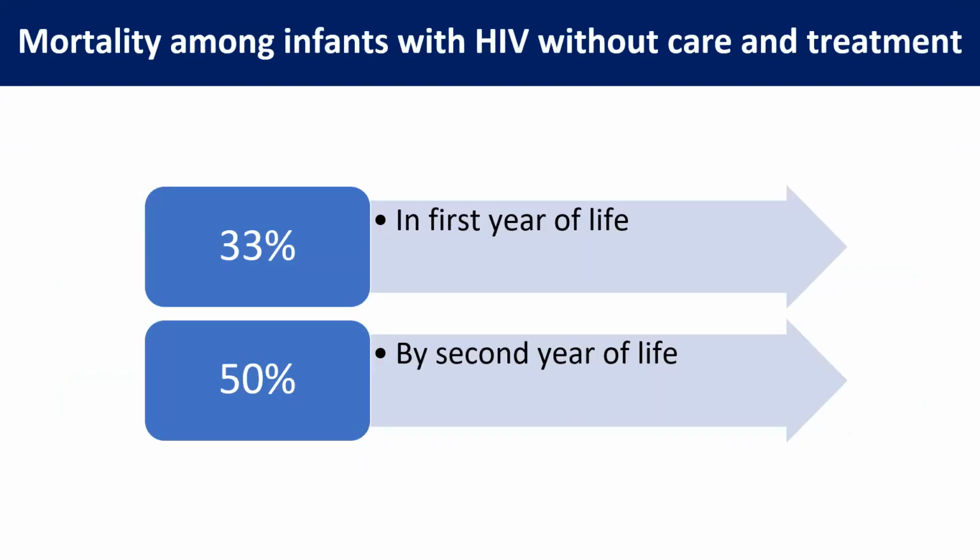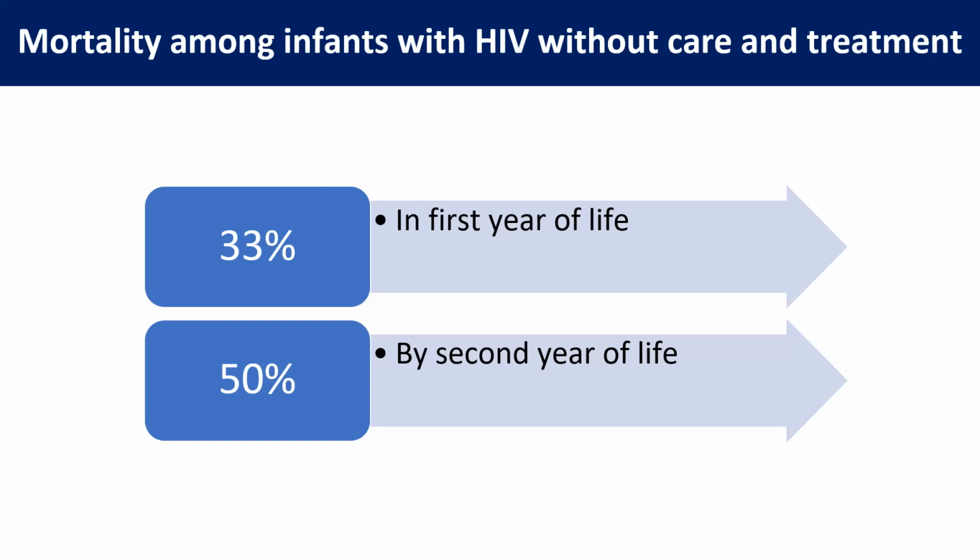So we all know, if you don't treat these children who are infected with HIV, more than 30% of them succumb to this infection by 1 year of life. And more than 50%, nearly 50% of them, succumb by 2 years of life. They don't see their second birthday.